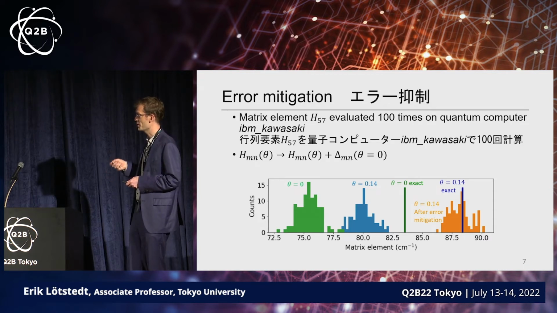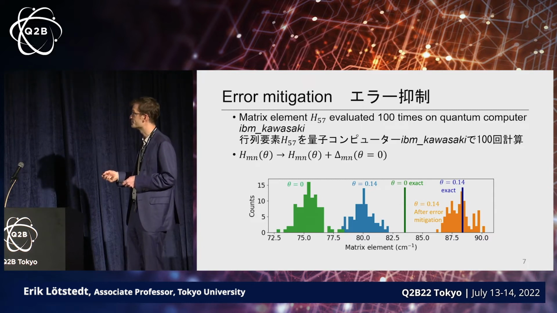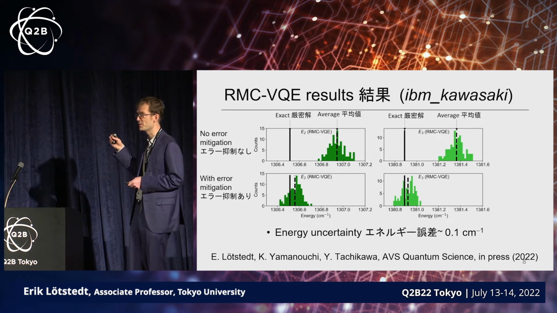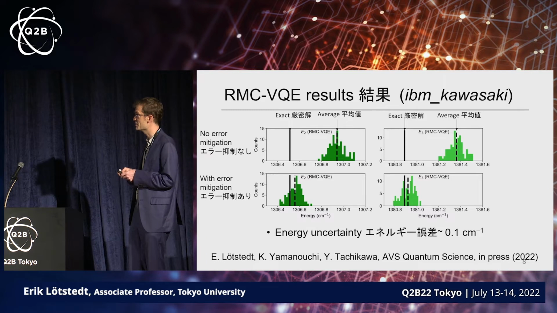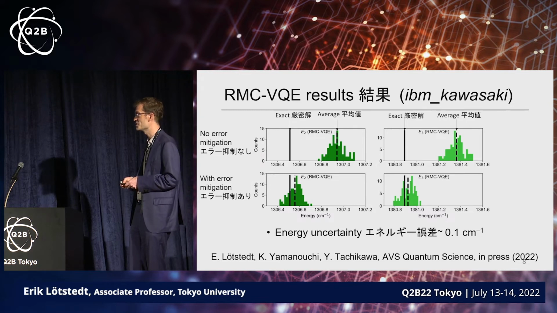So we calculate all the matrix elements and error mitigate, and then we get these distributions for the 2 Fermi resonance levels. The upper plots here are the 2 energy levels before the error mitigation. This one is the right answer. It should be here, but it is shifted to here. But after error mitigating all the matrix elements and diagonalizing, we get a distribution which overlaps or comes very close to the exact answer. It is not exact, but the error here is 0.1 centimeter minus 1, which we are quite happy with.